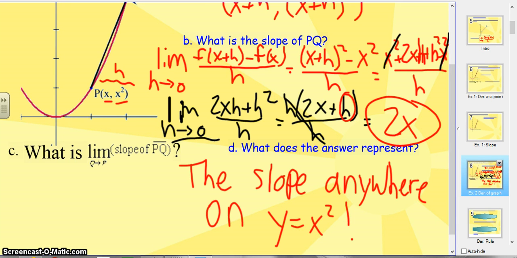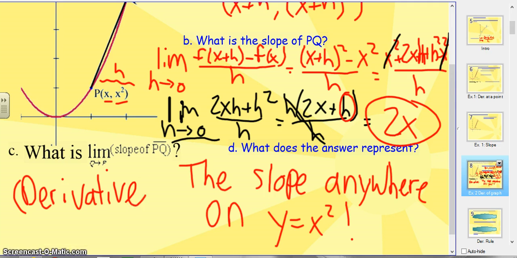What's another word for the slope? Derivative. So slope and derivative mean the same thing. What we just did here, again, is find the slope.